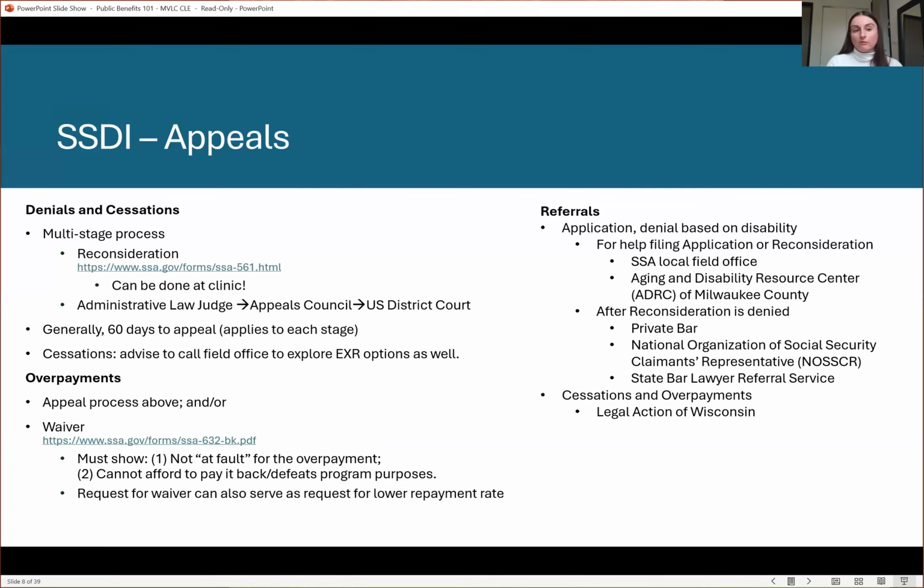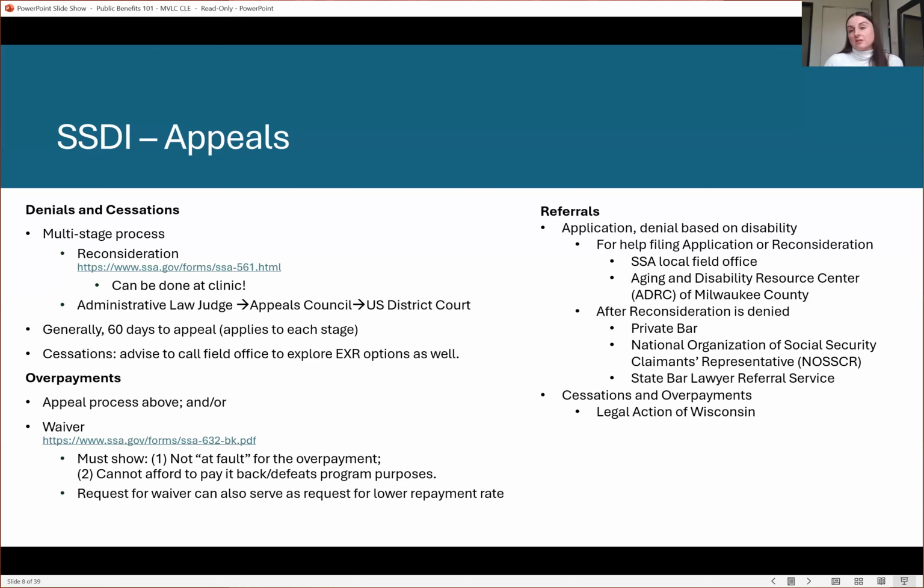It's a very simple form. After reconsideration, depending on how that goes, you could be in front of an administrative law judge, then the appeals council, then the U.S. District Court. I'll note with disability denials, the reconsideration is also often denied. So you will be seeing a lot of those types of cases go to the ALJ stage as well. You have 60 days generally to appeal at each stage in this process.